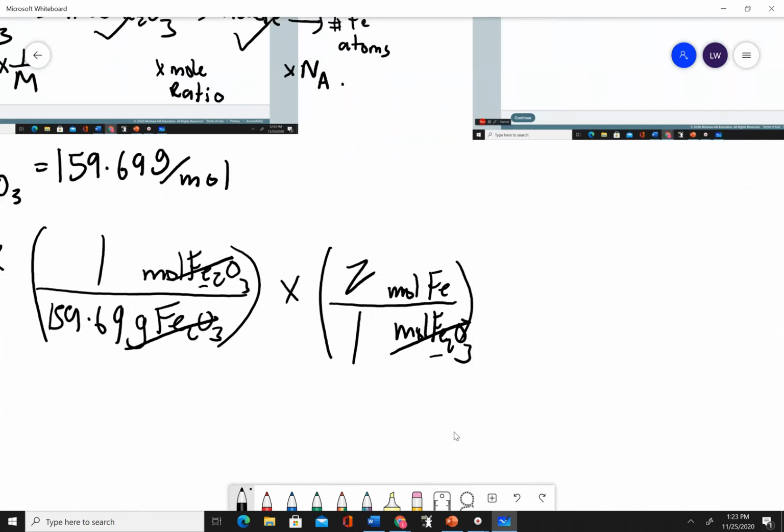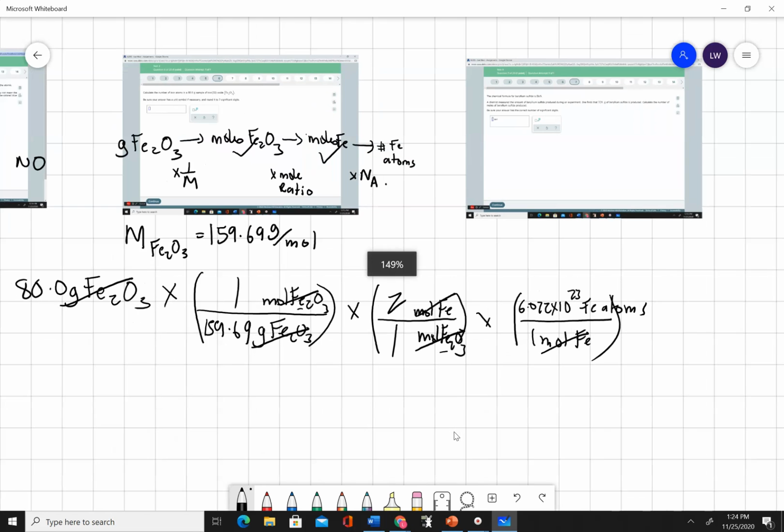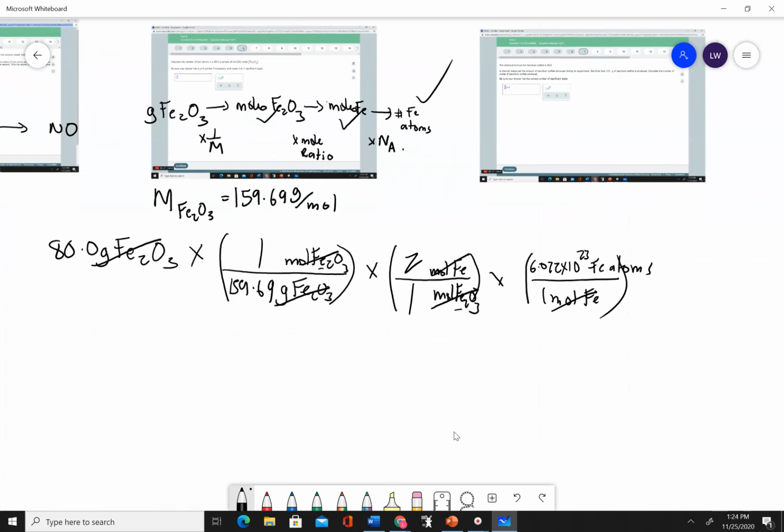And then finally, we were going to multiply by Avogadro's number to get the number of iron atoms. And according to Avogadro, it's 6.022 by 10 to the 23 iron atoms in 1 mole of iron. So moles cancels out and it leaves us with iron atoms. So we've done our conversion. We had 3 conversion factors: the molar mass, our mole ratio, and Avogadro's number. And when I put it all together, I get the correct units cancelling out how I want, and I'm left with the number of iron atoms.